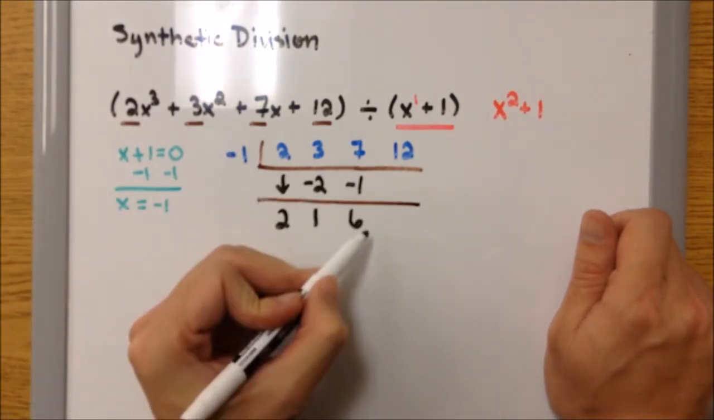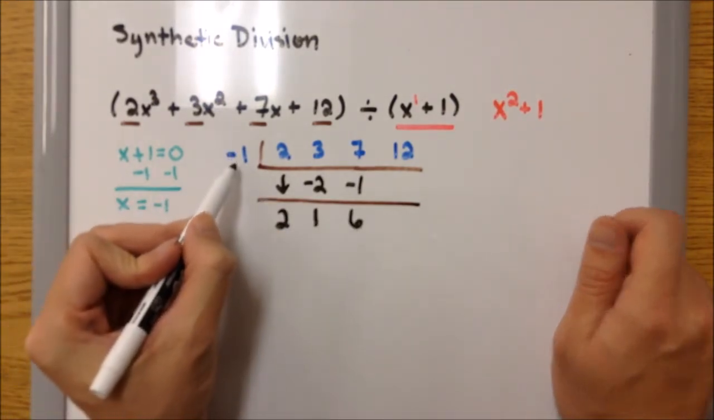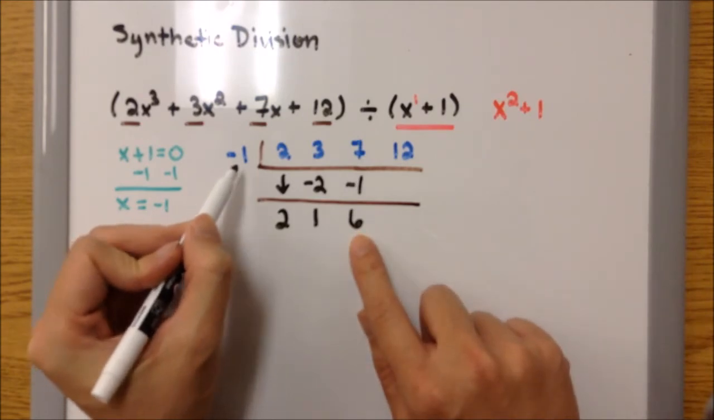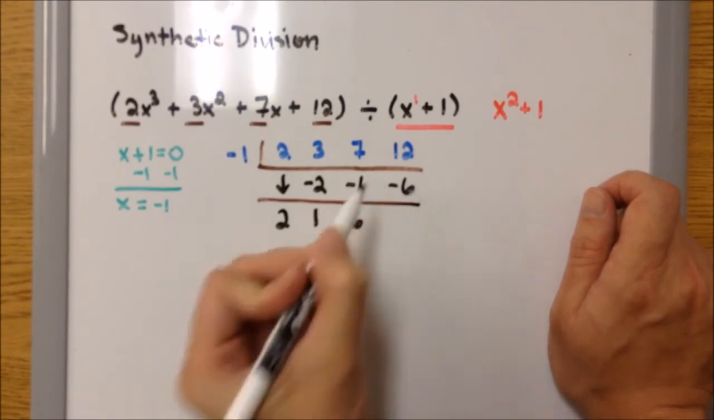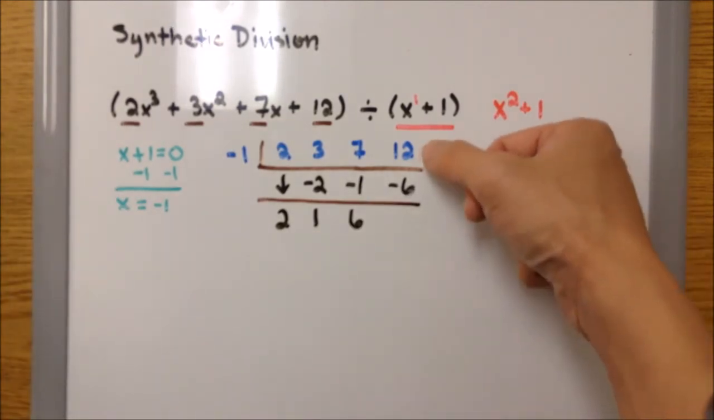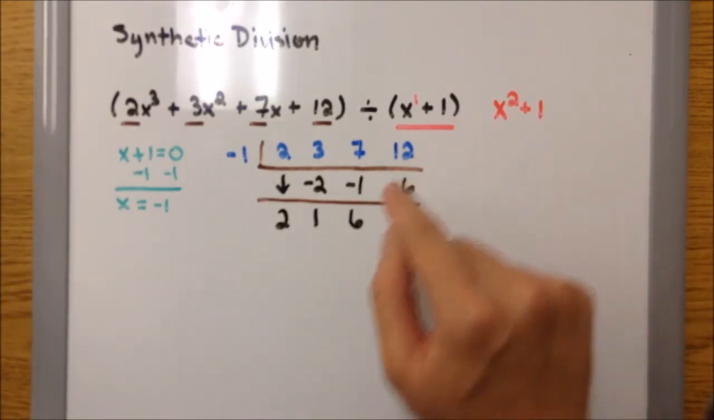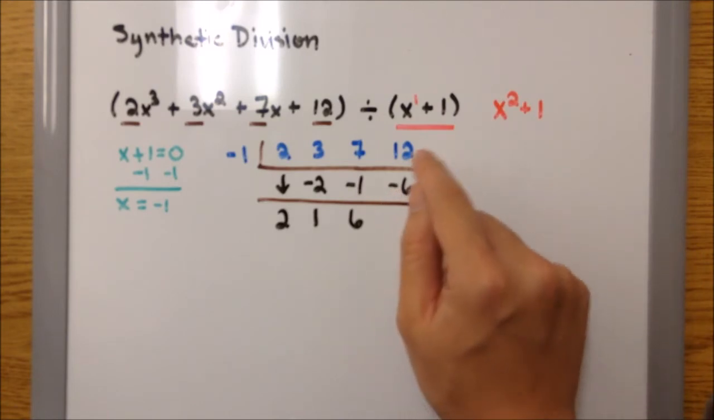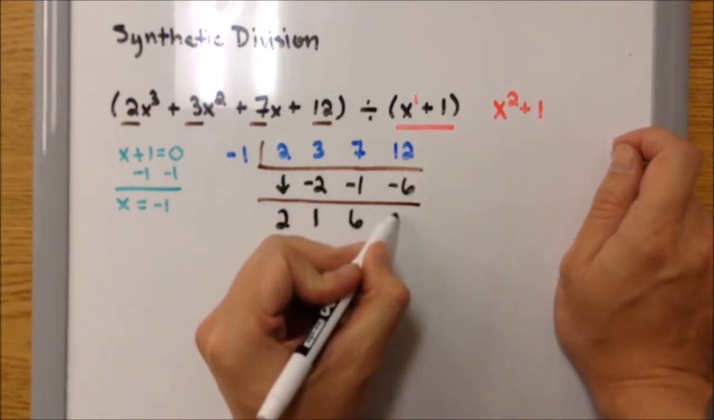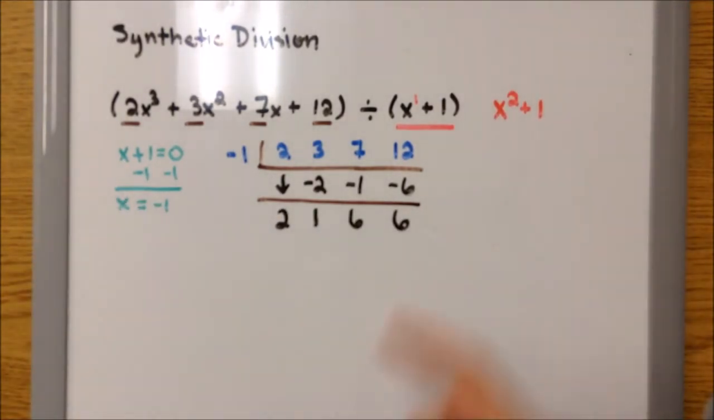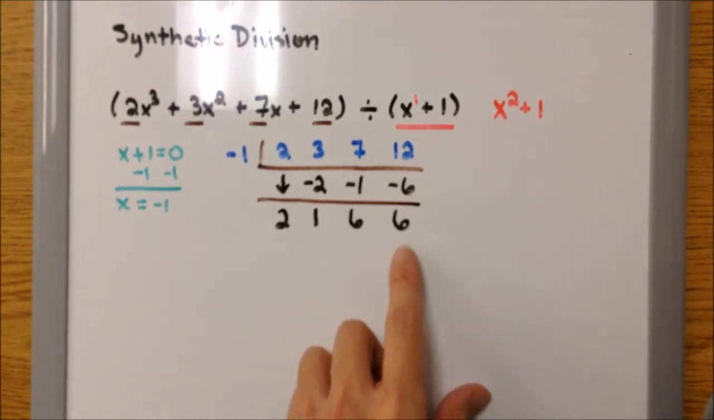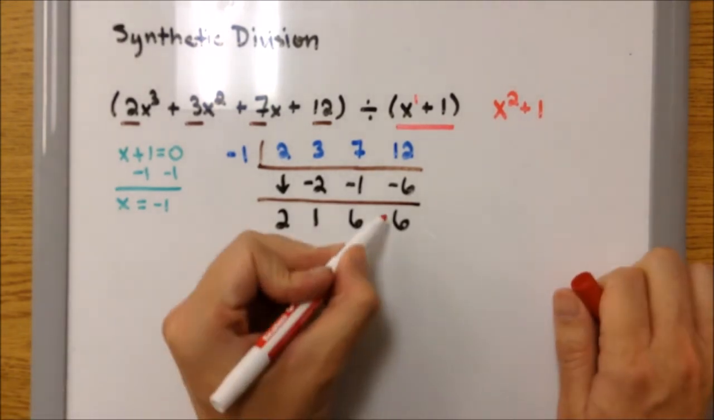And then we're going to do the same process again. So -1 times 6 is just -6. And again, it's going to be 12 minus 6. 12 minus 6, so that is just 6. Alright. There's no more, so this is our last number. And since that's our last number, that's our remainder.